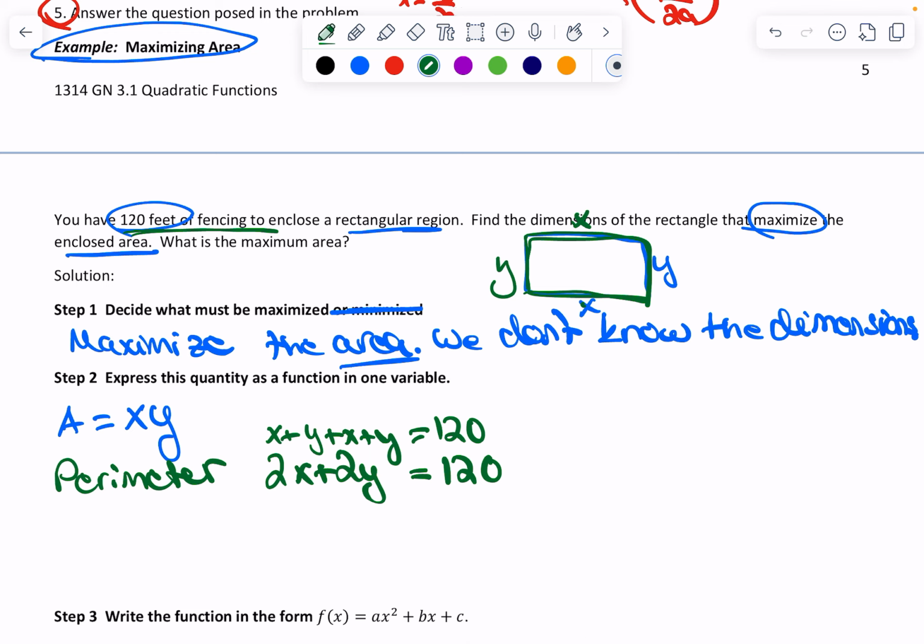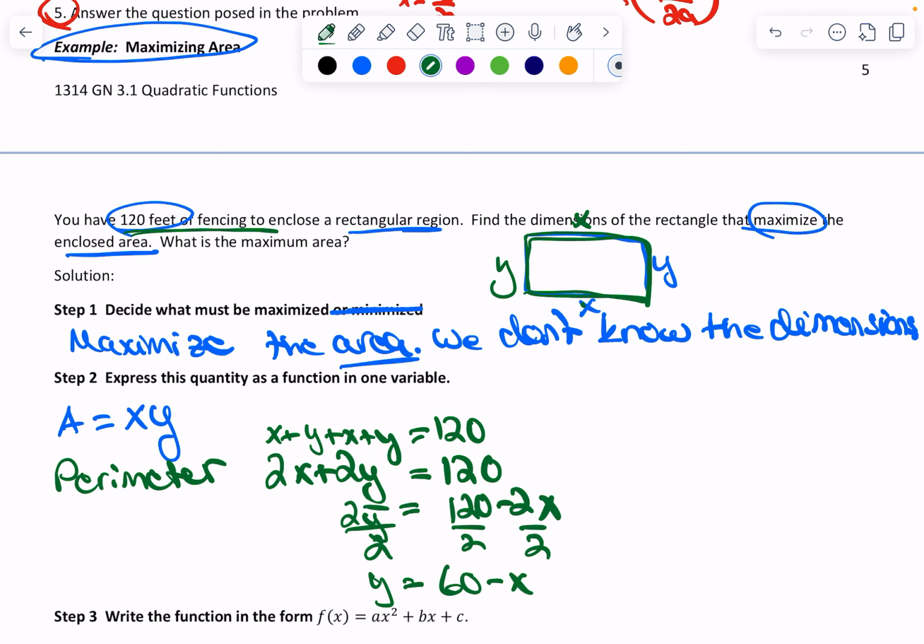Now what we want to do here is solve for y in this one. So we're going to move the 2x to the other side with the 120. So 2y equals 120 minus 2x. I just subtracted the 2x. Now I'm going to divide by 2 so I can isolate the y. So I get y equals 60 minus x.